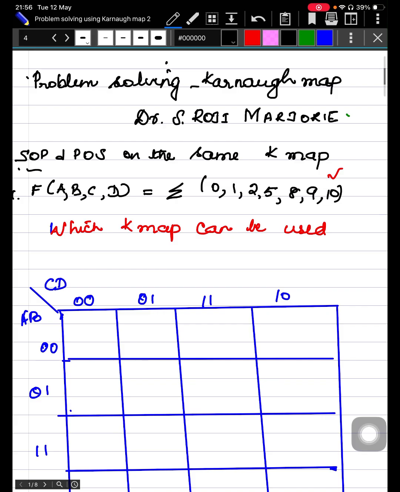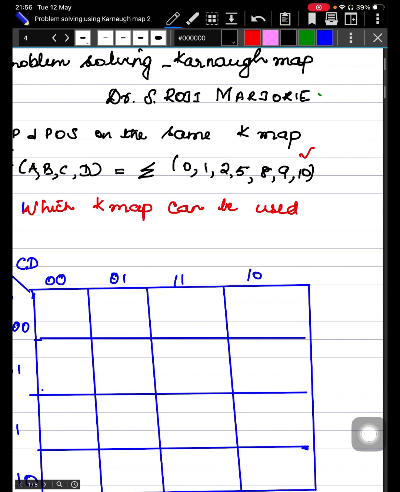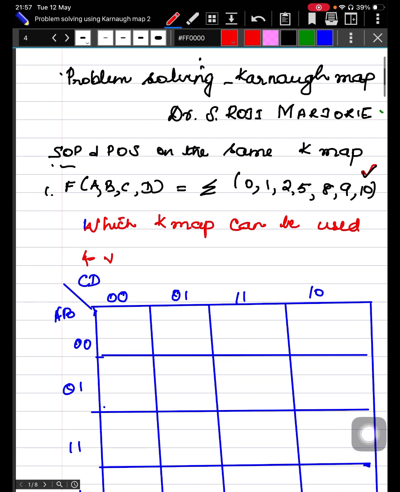F of a, b, c, d is equal to sigma of 0, 1, 2, 5, 8, 9, 10. So the first question should be, which Karnaugh map can I use? As I had explained in the previous video, choose the largest number, which is 10 in my case. Find out the binary equivalent of 10, which is 1010. So I need 4 bits for representing 10. So I should definitely go for a 4 variable Karnaugh map.